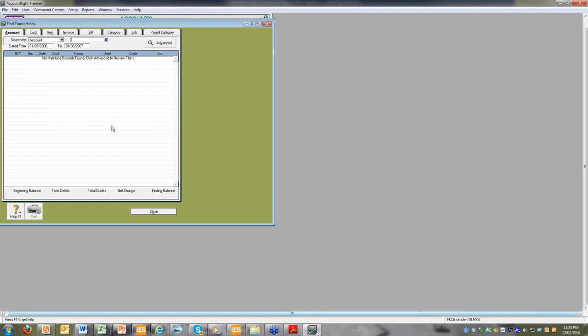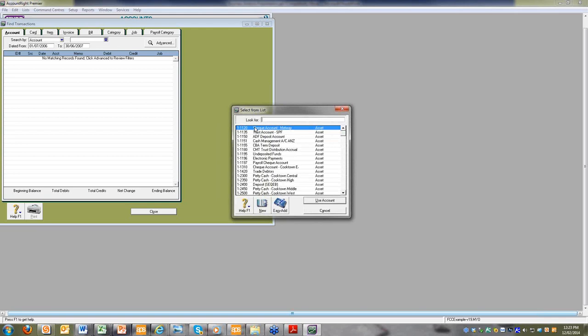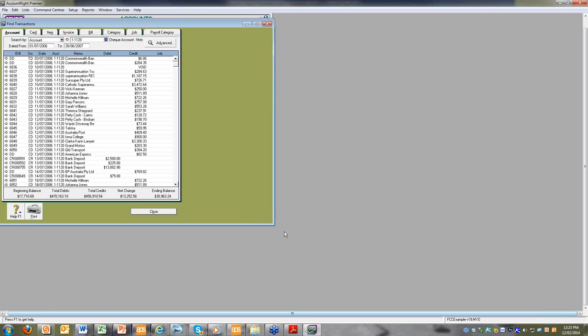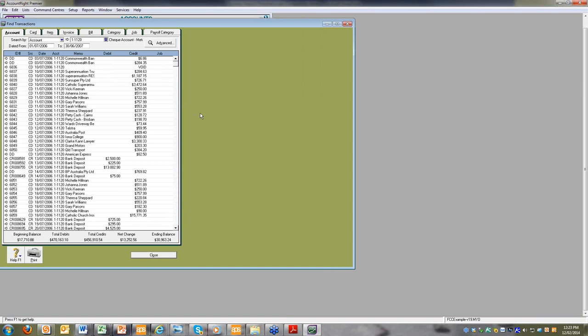So everyone thinks an accounting system just gives you a profit and loss statement and a balance sheet. Well, that's not actually quite true. If you've got a computerized accounting package, which this is typical of, what we've got here is a list of all the account transactions for the cheque account, which is account number 11120 up the top in the middle there. So this is essentially a duplicate of your bank statement.